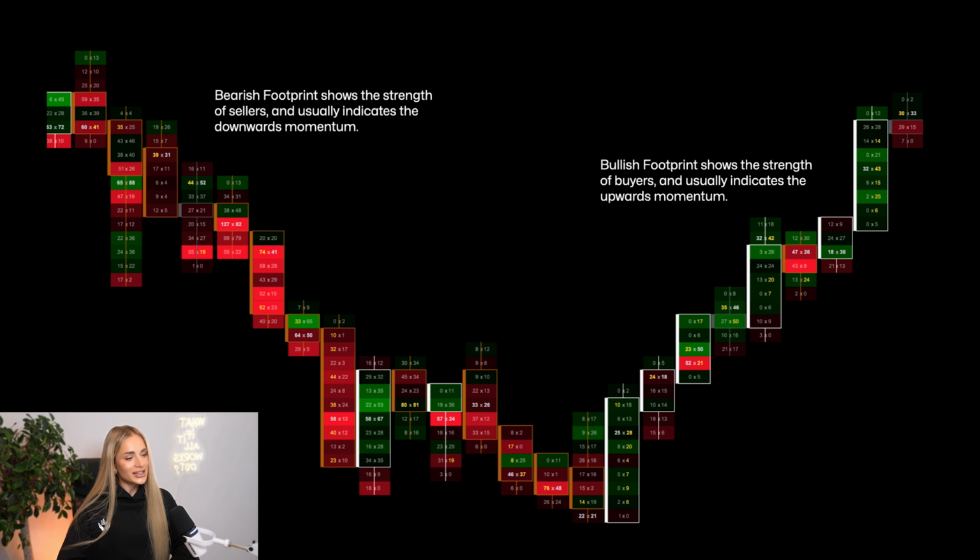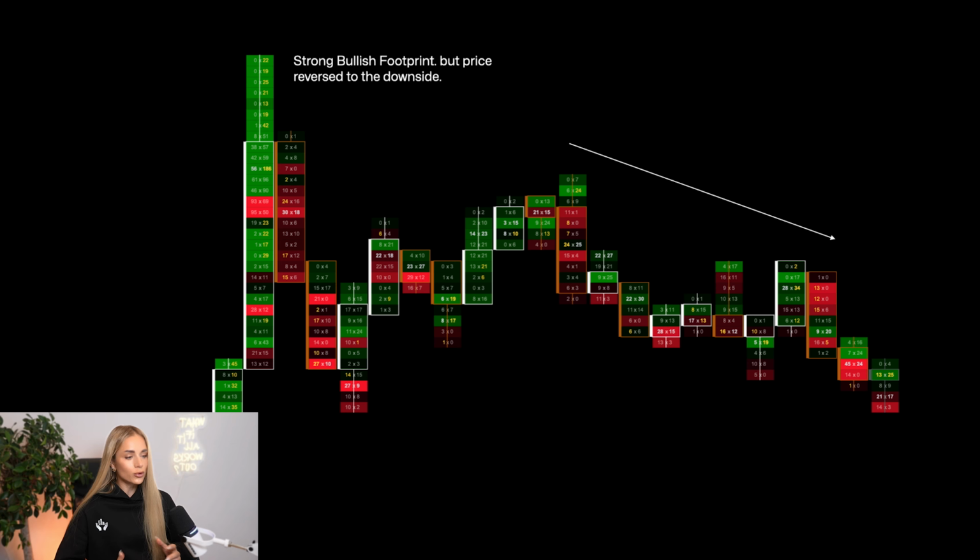At a glance, this gives you a visual read of buyer versus seller strengths within each and every candle and price level. Generally, a bullish footprint will be mostly green, and a bearish footprint mostly red. But here is where it gets interesting. When a footprint is bullish but mostly red, or bearish but mostly green, that's a signal. Price is moving one way, but the real pressure is building in the opposite direction. We'll come back to exactly why that matters and how to read it in just a moment.